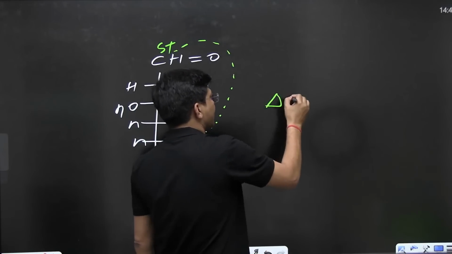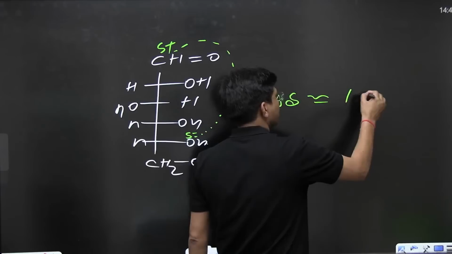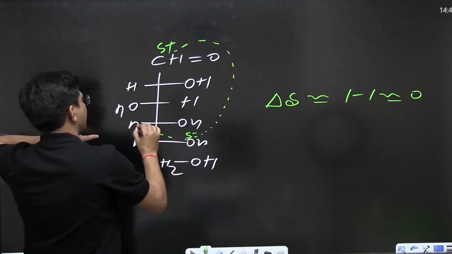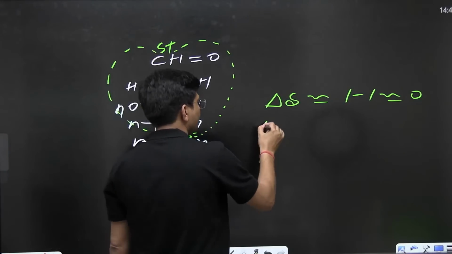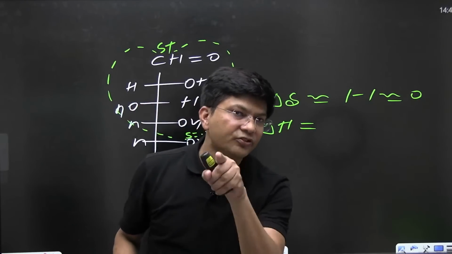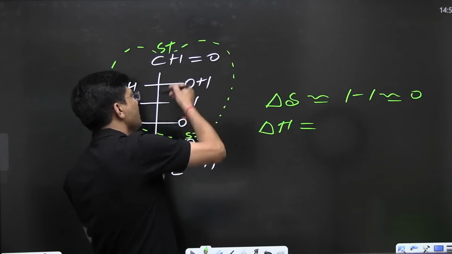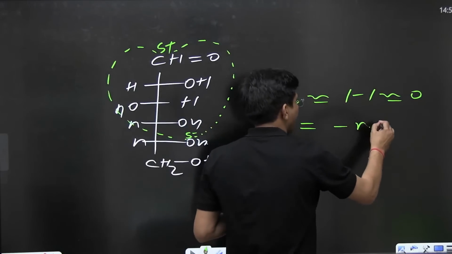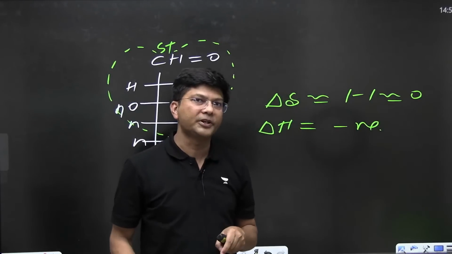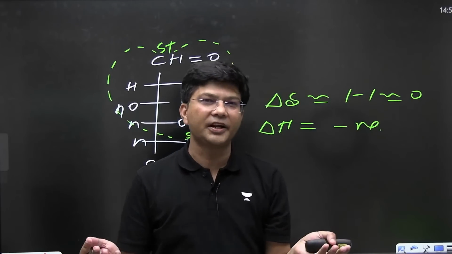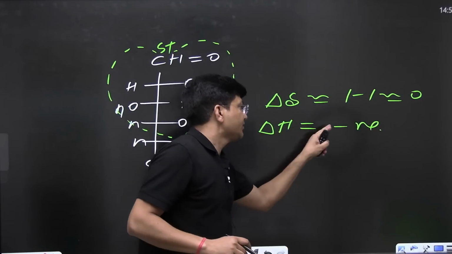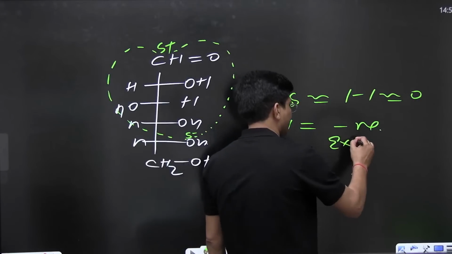So the change in entropy, delta S, will be 1 minus 1, that's approximately 0. And because a new bond is formed from the left hand side as well as the right hand side, both sides, what will delta H be? Let me know in the chat section, will delta H be exothermic or endothermic? Once the bond is formed, this is going to be an exothermic reaction. That means the change in entropy is approximately 0. Why am I writing approximately 0? Because the vibrational and rotational energies may get changed. Now delta H is negative, this means the reaction is exothermic, a new bond is formed.